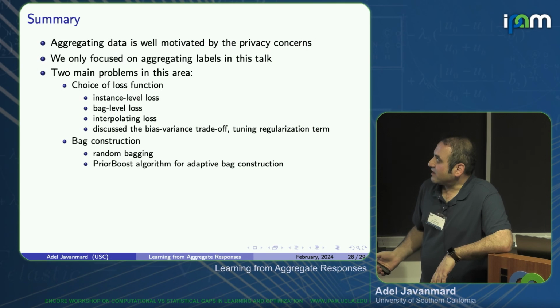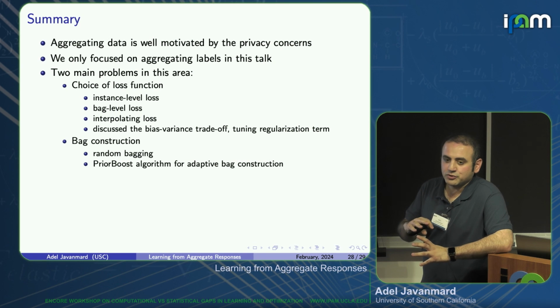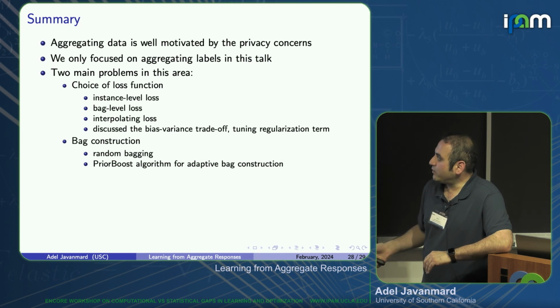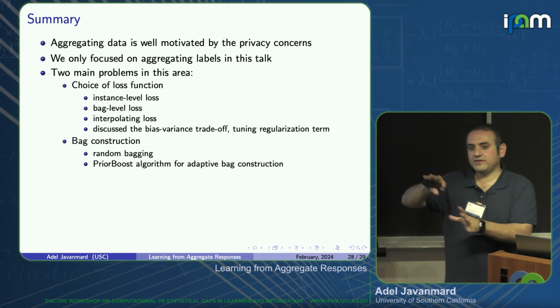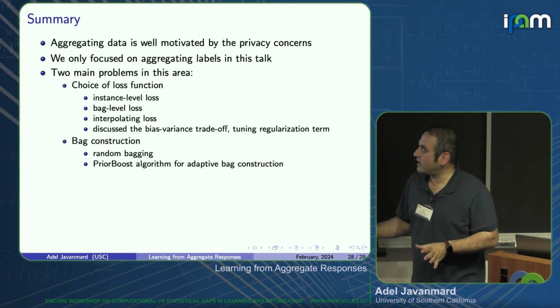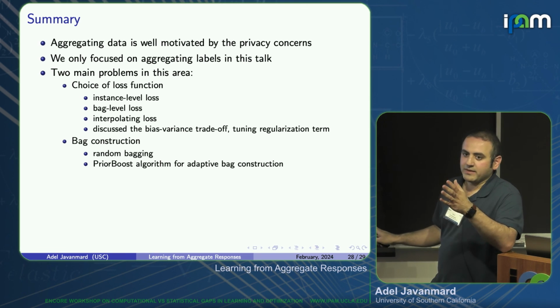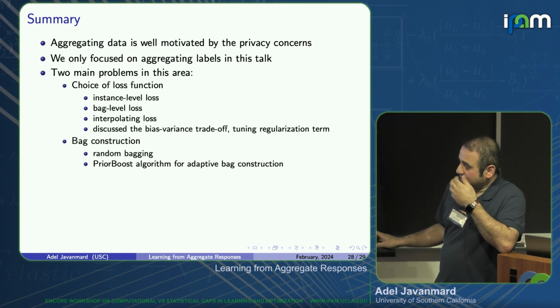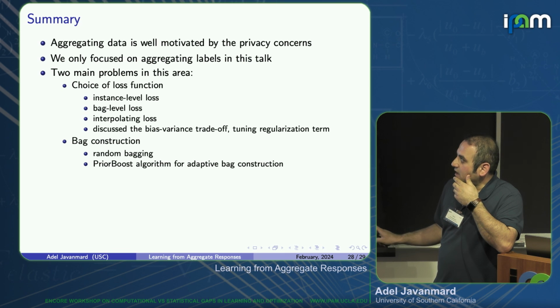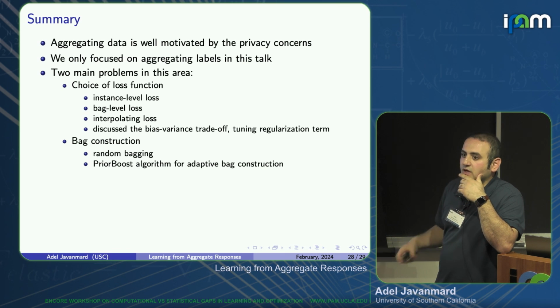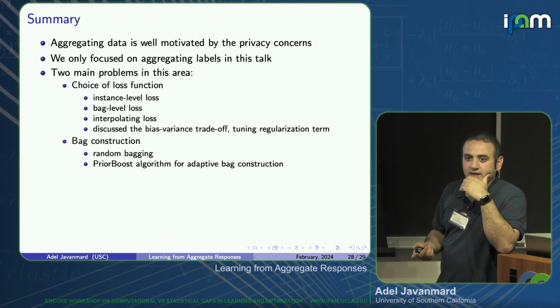Two main problems that we discussed in this area. One was how to learn an instance-level model. And the other one was how to come up with the bag construction. So in this talk, I sort of decoupled them. On the first part, I said, just think about random bagging, and then the loss functions, we talked about the instance level, bag level, and a way to interpolate between these two. We talked about the bias-variance trade-off between them.